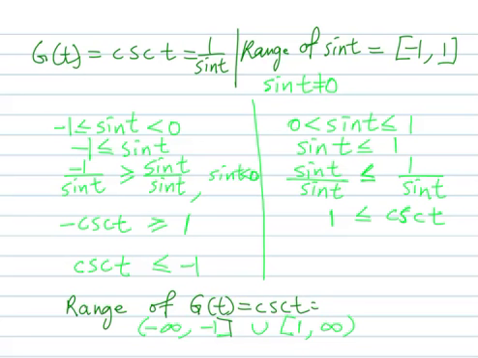When we discussed the domain, we ruled out sine of t equals 0. That means sine of t cannot equal 0. We'll divide into two portions. Sine of t can be from -1, including -1, to 0, excluding 0, or sine of t can be between 0 and 1, including 1, excluding 0.